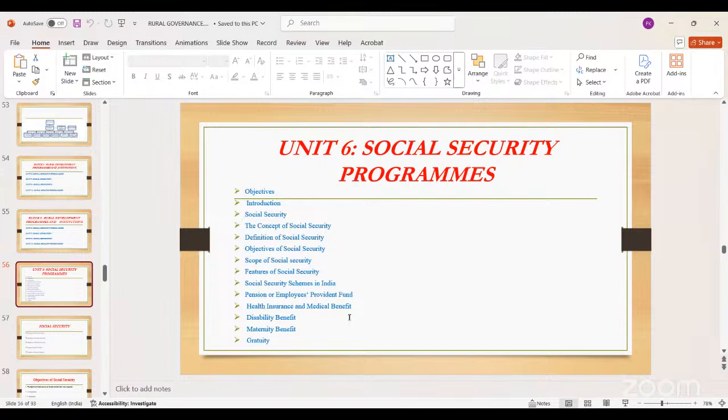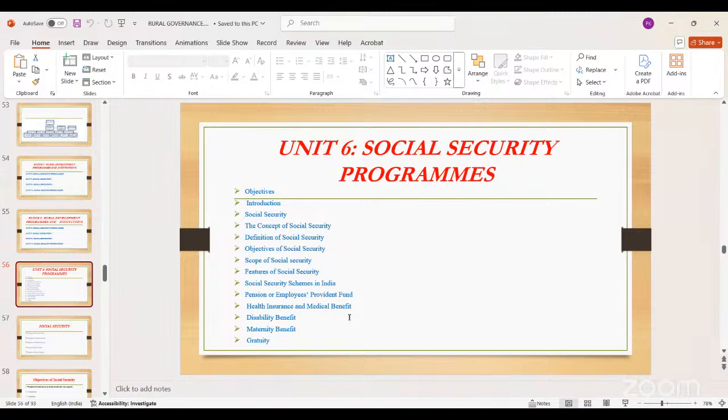For example, there is the scheme of public distribution system. We as a country are providing free food grains to more than 80 crore people of the country. So that is an example of social security in terms of food security, right?